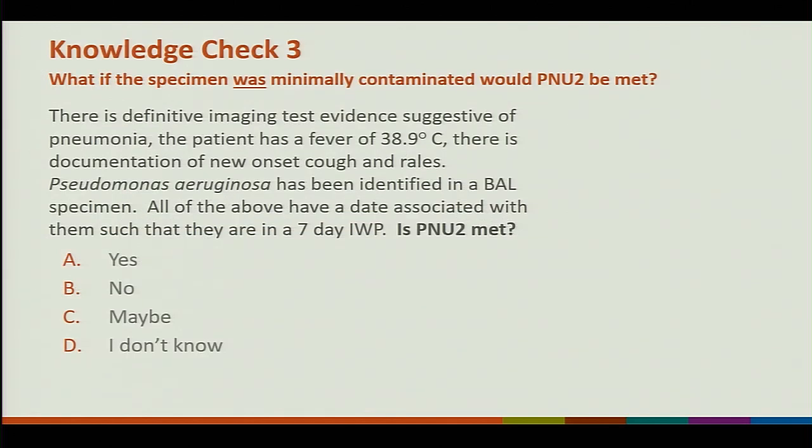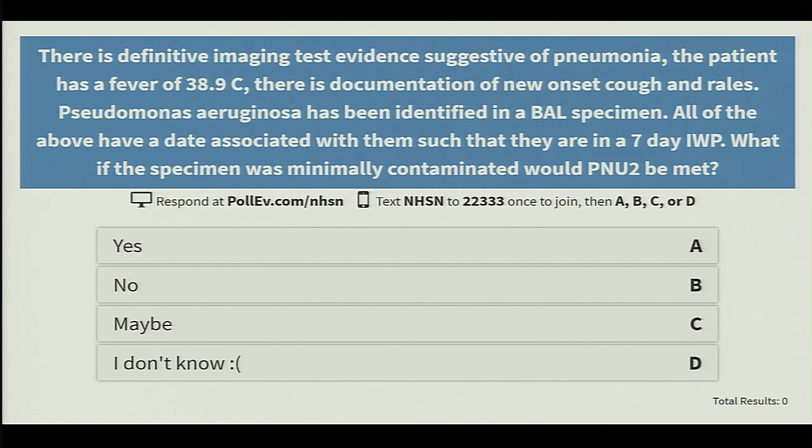What if we change the specimen to a BAL? Same scenario, same symptoms, same organism. It's just that now you have Pseudomonas coming from a BAL. Can new 2 be met in this scenario?